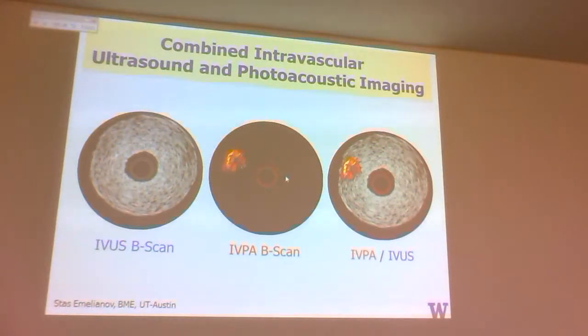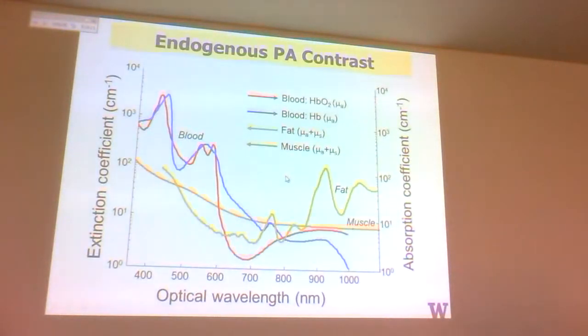And what both of these groups really took advantage of is the endogenous photoacoustic contrast you have because of the richness in the optical absorption spectra. The ones I'll show you, which have to do with blood oxygenation and the like, are obviously exploiting the changes of oxy and deoxyhemoglobin in the absorption spectrum.